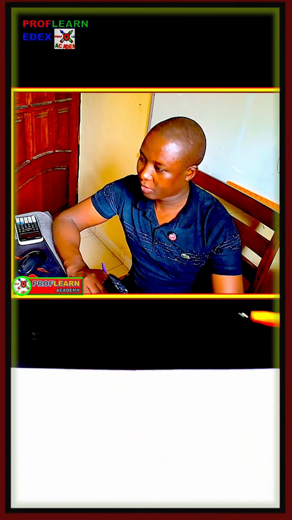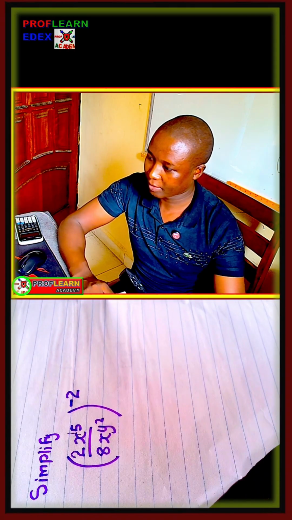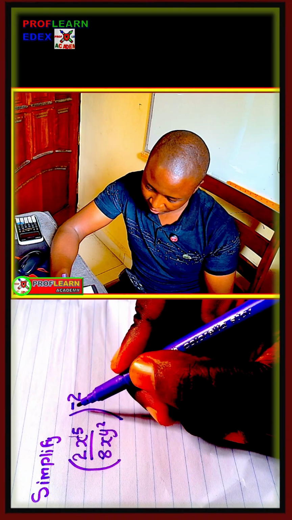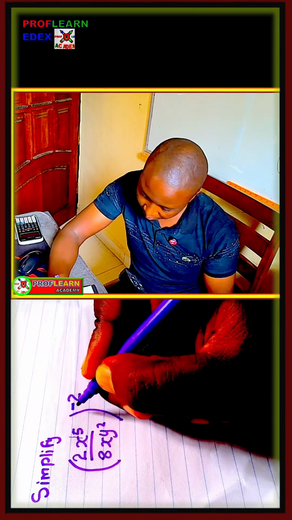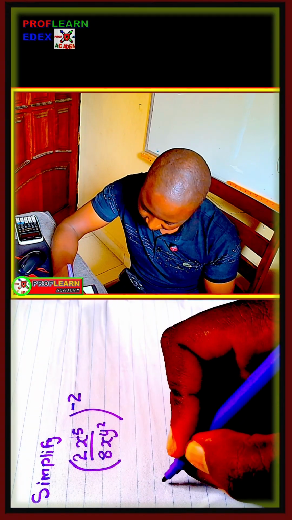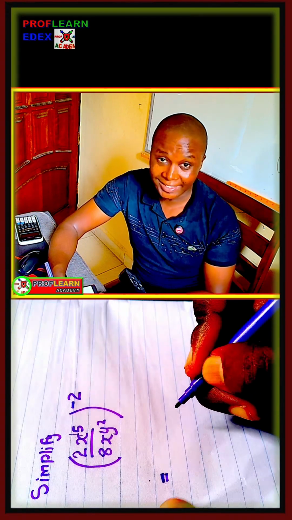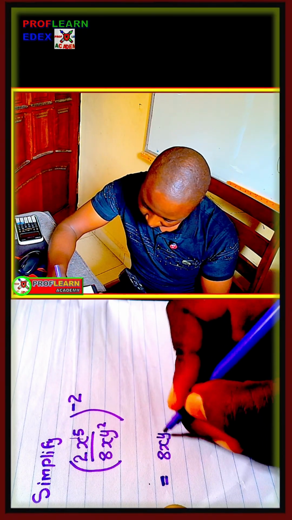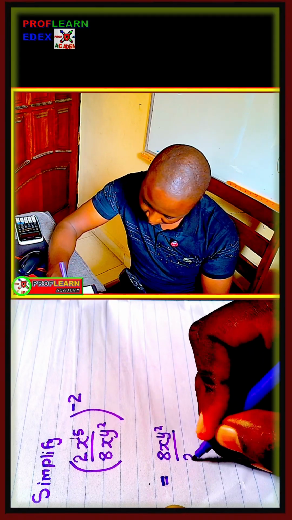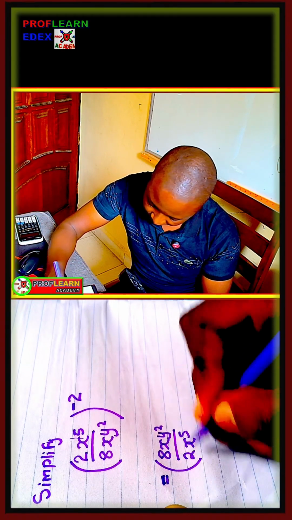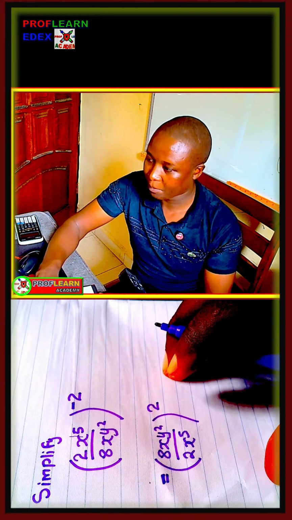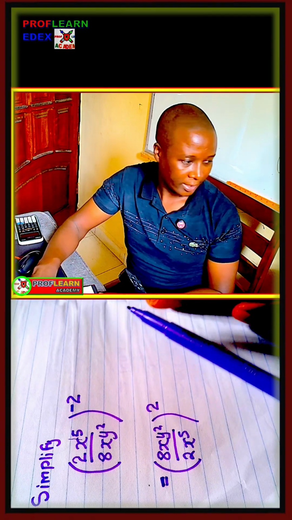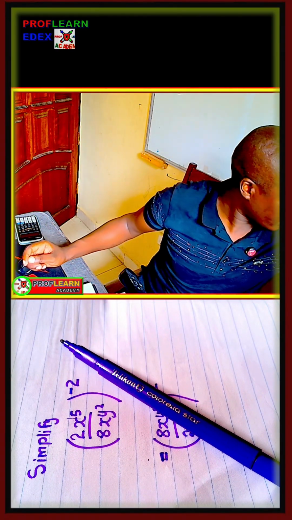Students were given this question and they were told to simplify this expression: 2x raised to power 5 over 8x raised to power 2, all raised to power negative 2. In order to remove this negative, you need to find the reciprocal of what's inside the bracket. So this is going to be 8x raised to power 2 over 2x raised to power 5. Since we have found the reciprocal of what's inside the bracket, we now do away with the negative value.